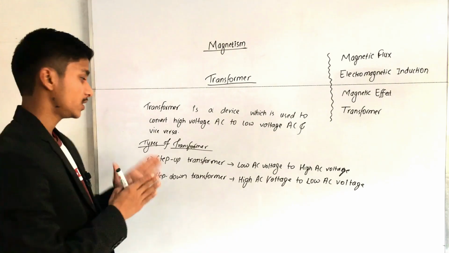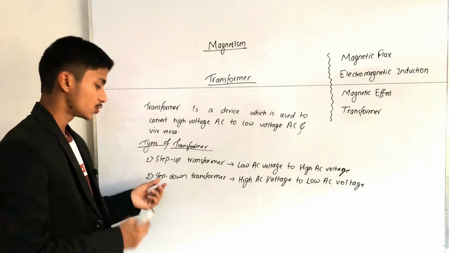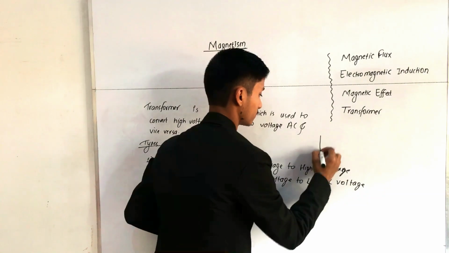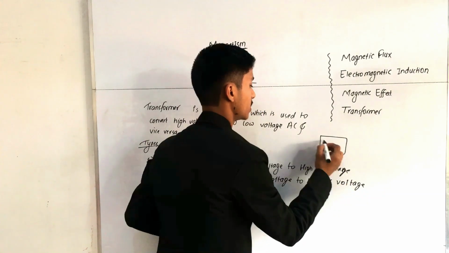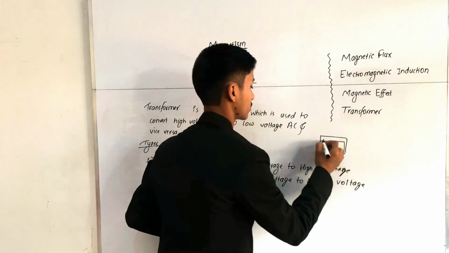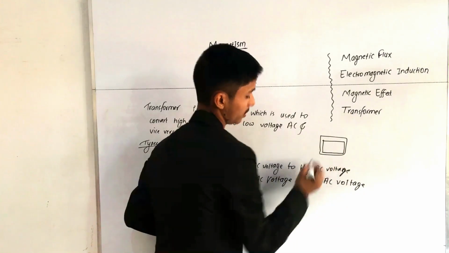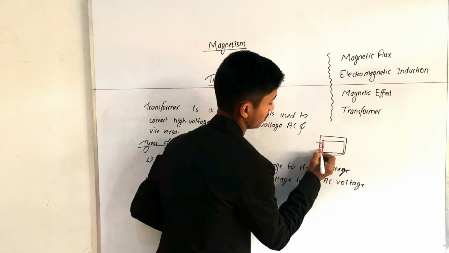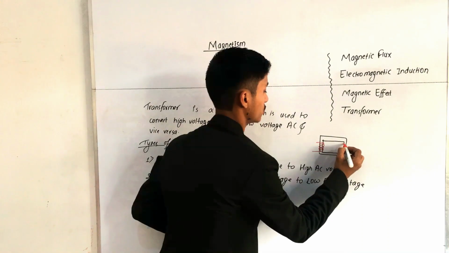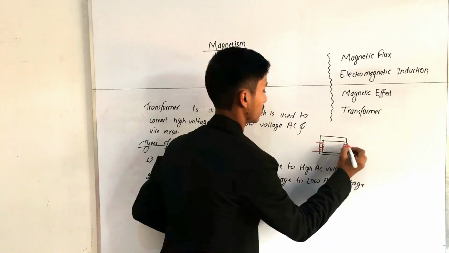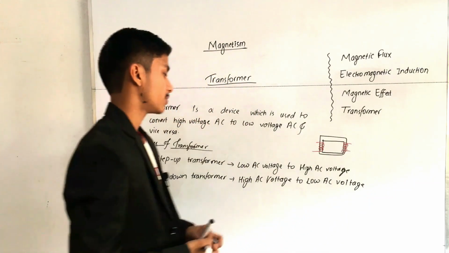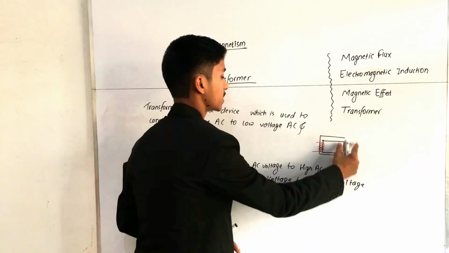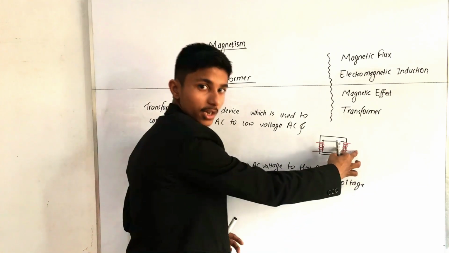And there is something that you need to know under these two topics. And we know a transformer is like this. This is a transformer. Suppose here is a coil, and here is also a coil. What happens in a step up transformer? This coil is called the primary coil and this is called the secondary coil.